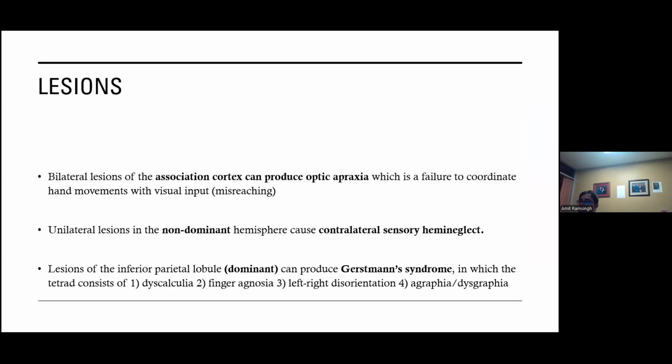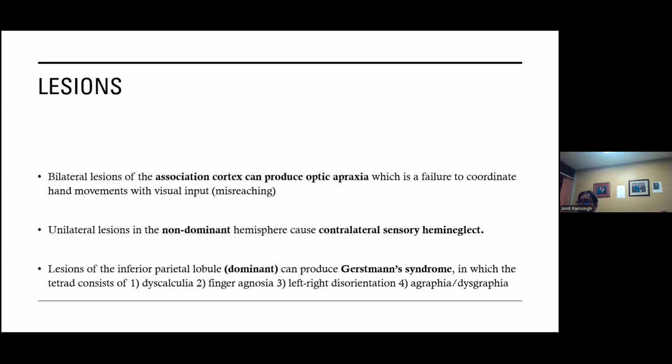So in terms of lesions in clinical practice, bilateral lesions of the somatosensory association cortex could produce a clinical entity known as optic apraxia, which is a failure to coordinate hand movements with visual input. What this results in is that the patient would be misreaching for an object, or they would not be able to coordinate upper limb movement with what they see.